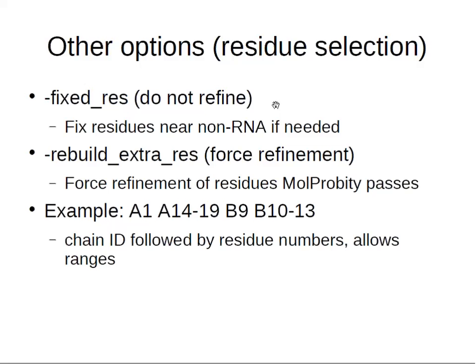Actually, the topic of my postdoc is going to be getting protein and RNA working together in the longer run. Here's an example of what the argument looks like for fixed res and rebuild extra res. It's a chain ID followed by a digit, and also you can run regions of digits when they're all contiguous to make that simpler.